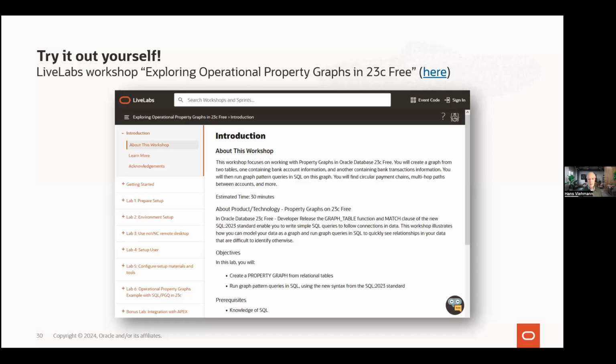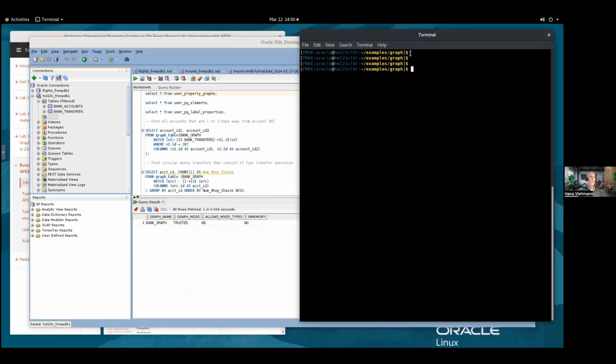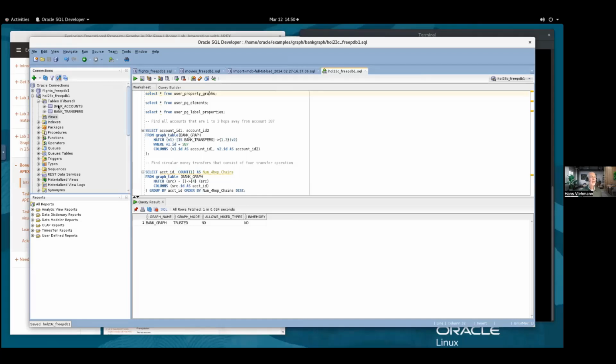And what this looks like in practice is, let me see if I can share that with you. It is what we've got here. So this is the environment, right? You get a terminal window. You have your hands-on lab exercises, and you get the SQL Developer. And it comes with a little demo data set with bank accounts and bank transfers and so forth.